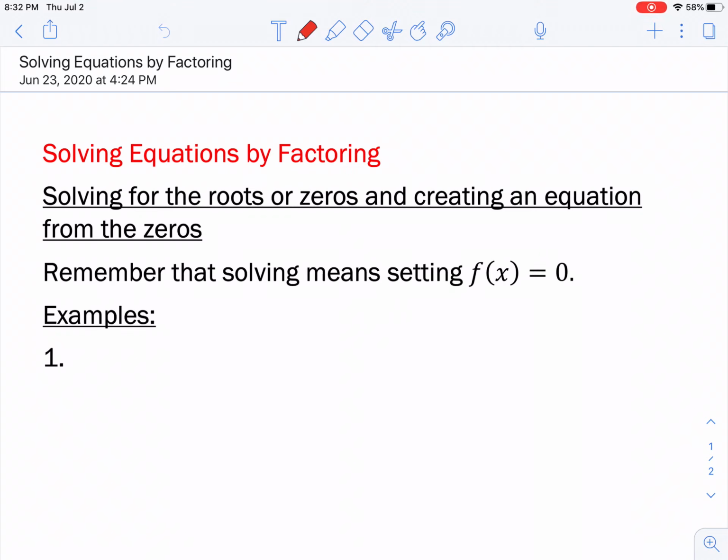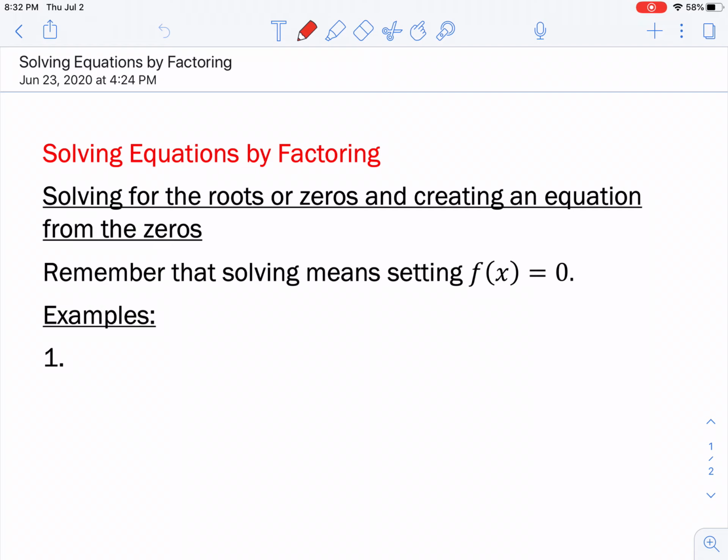So when we're solving equations by factoring, we just want to remember what solving means. Solving means that you're going to find the roots or the zeros or the x-intercepts, and this is going to happen by setting y or f(x) equal to 0. So let's look at some examples together.